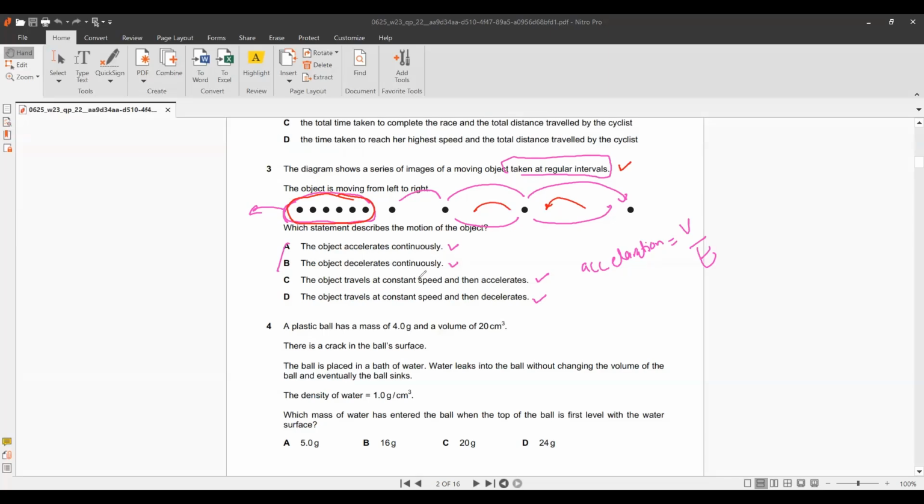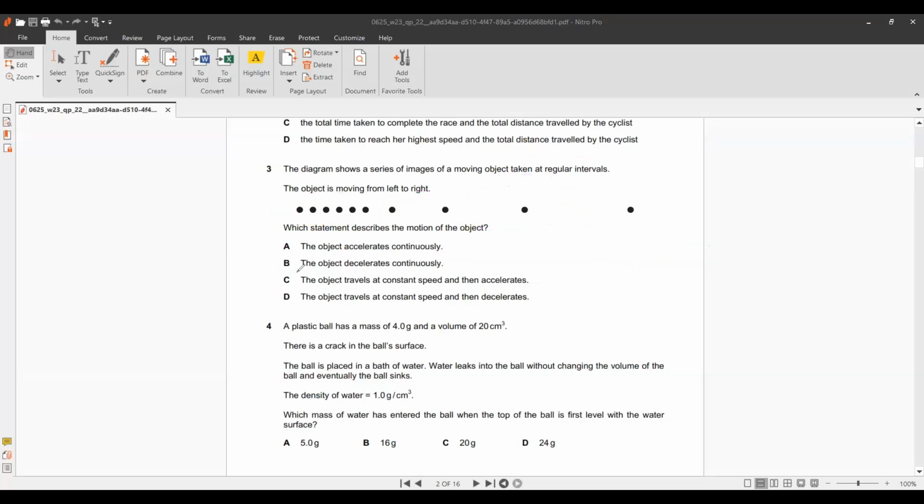Can you not tick everything? It's making it kind of confusing. Sorry. So option C.